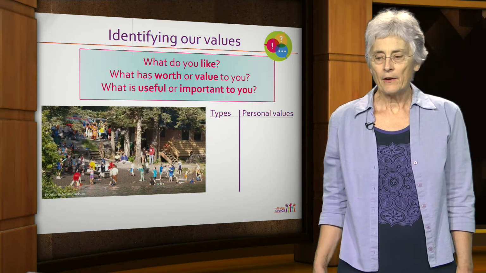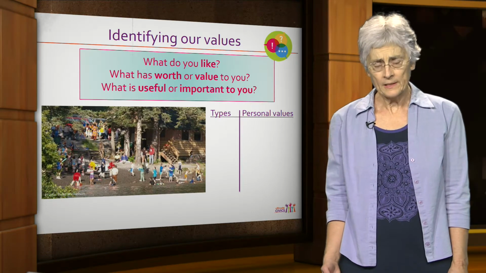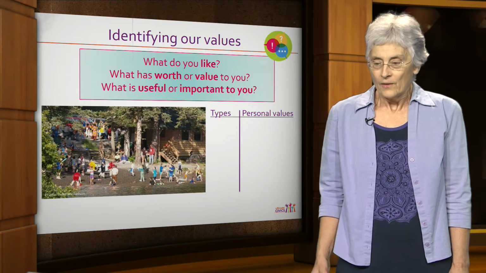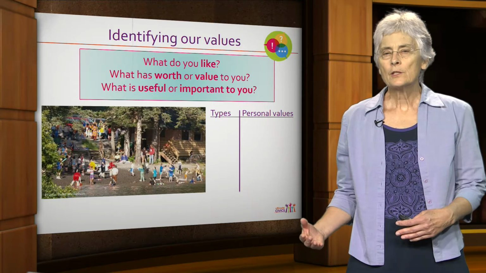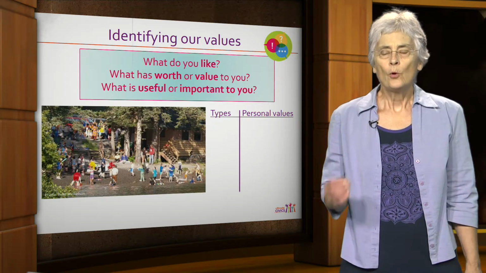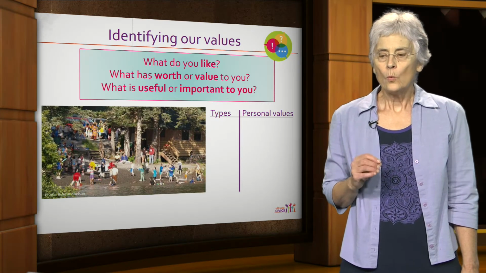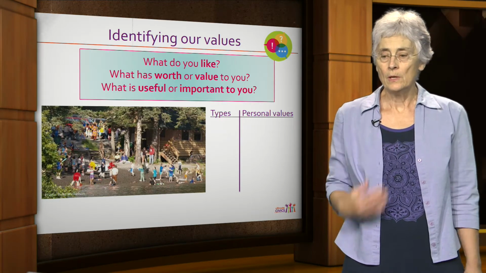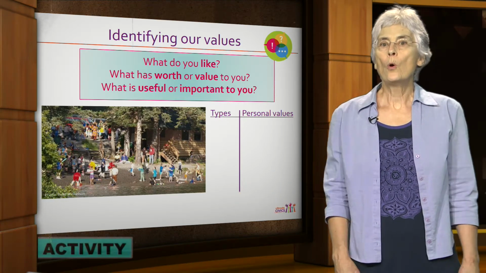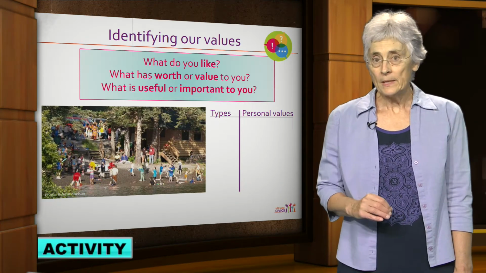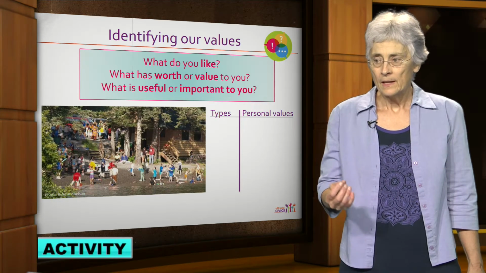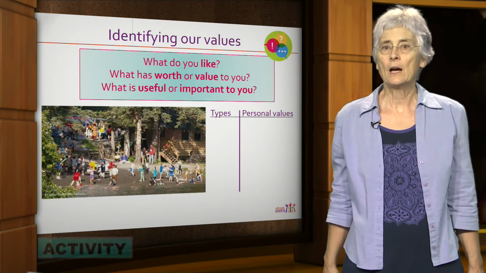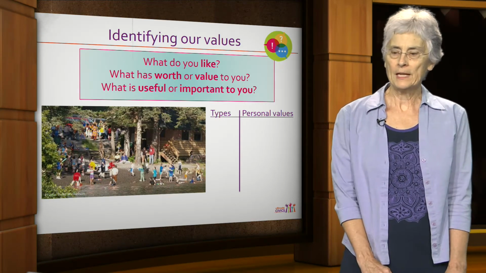To identify our values, we start with a small group activity and a reflection, where we sit in silence for 3 minutes and write. Write what we like. Write what has worth or value to you. Write what is useful or important to you. The reason this is done in silence is because it's really a reflection. It's what you like, and we'll have plenty of time to talk about shared values after 3 minutes.